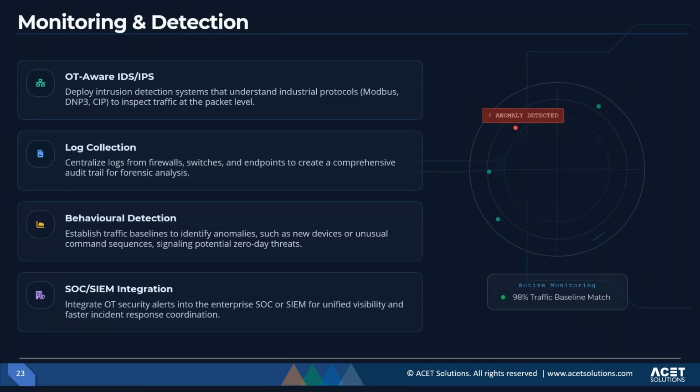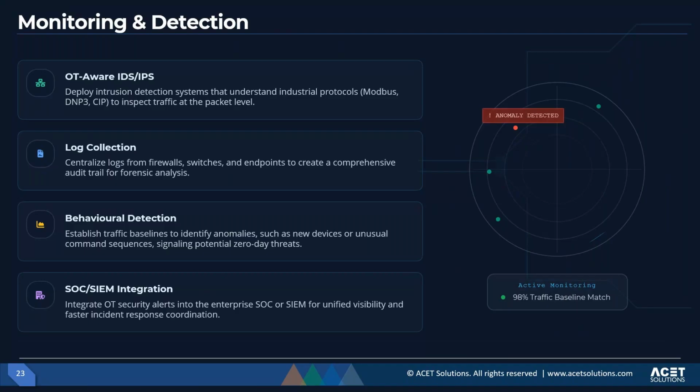Monitoring and detection. Traditional IT tools fall short in industrial environments because they are not designed to interpret OT-specific protocols, command structures, and device behavior to effectively detect threats in the ICS network. We need to monitor with systems built with OT context and protocol awareness.